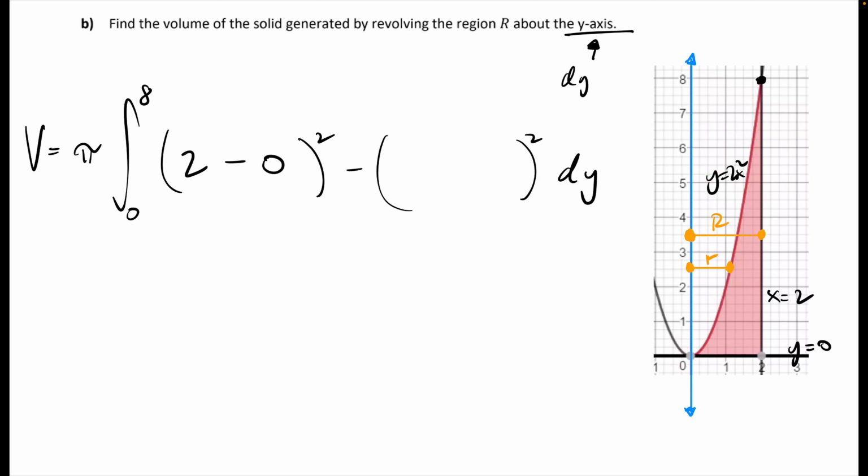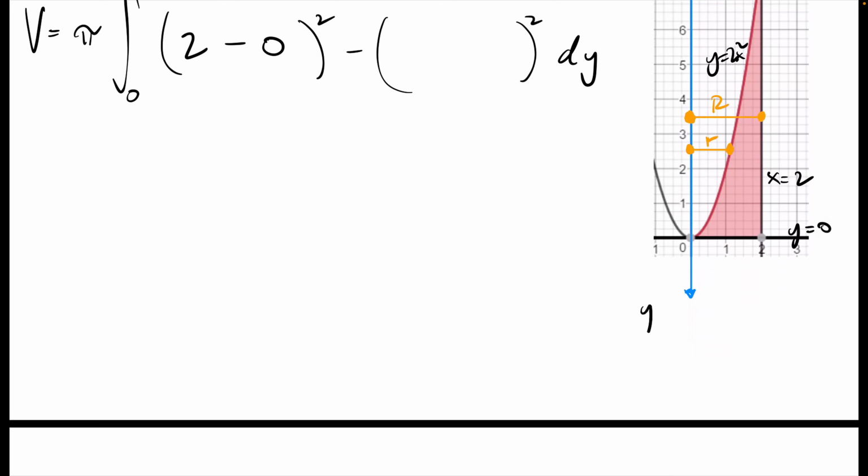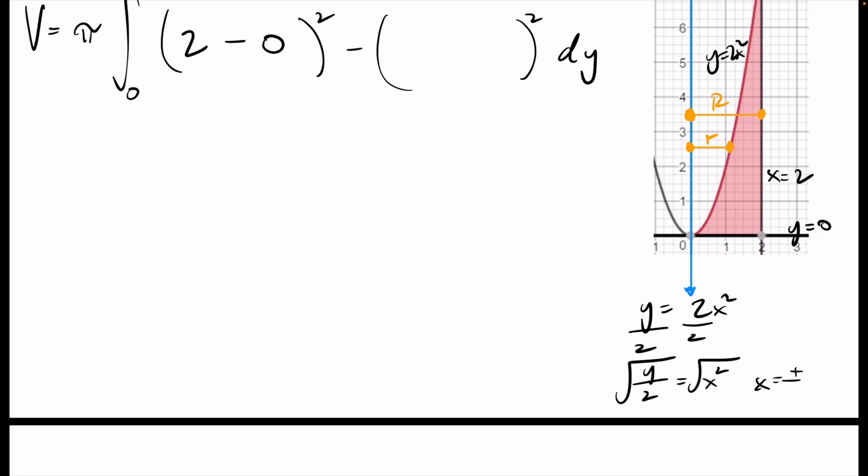The other one, the right dot is at y equals 2x squared, right? The left dot is at y equals 0, or x equals 0. But again, this guy, we're going to have to do one of our things because it's not in terms of y. So we have to solve for x. So y equals 2x squared. I divide both sides by 2. And then I take the square root. So I get x equals plus or minus the square root of y over 2.